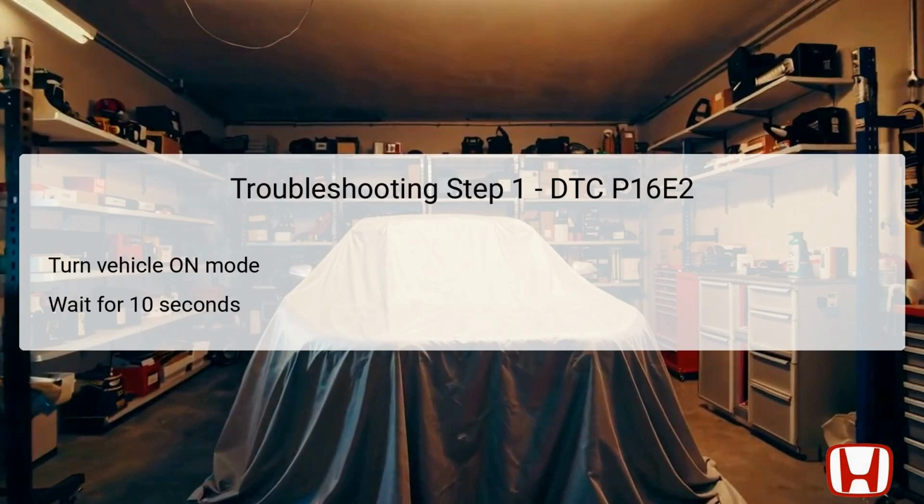The first step in diagnosing DTC P16E2 involves turning the vehicle's ignition to the on mode and allowing it to sit for 10 seconds. This procedure enables the Powertrain Control Module, PCM, time to initialize and check for existing fault conditions, providing an initial assessment of the system's operational status. It's during this time that the PCM communicates with various components, such as the alternator and LIN circuit.